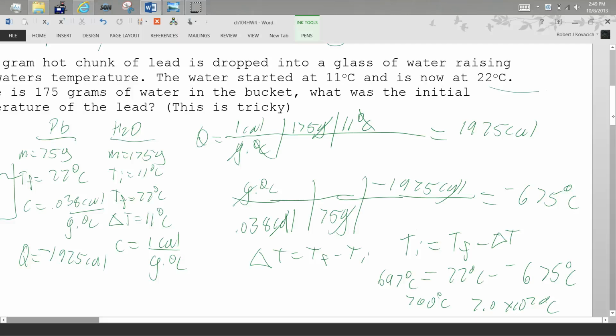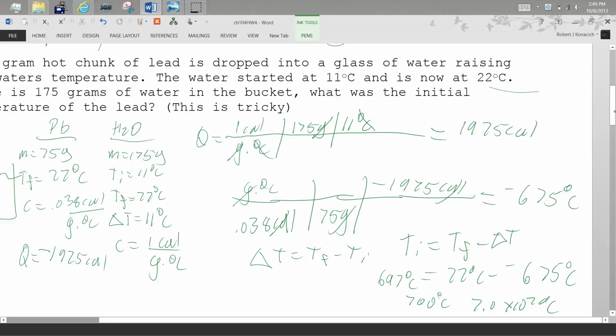Last thing you do. You could have done something else. And if math is not an issue for you, you could have just done that. Set the equations equal to each other.